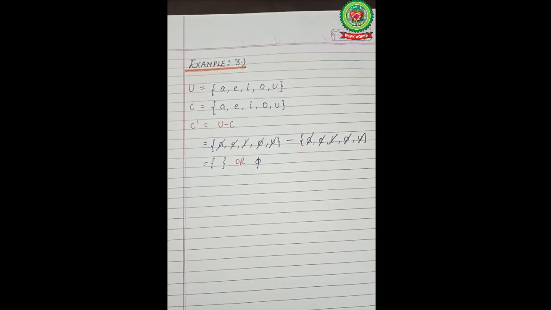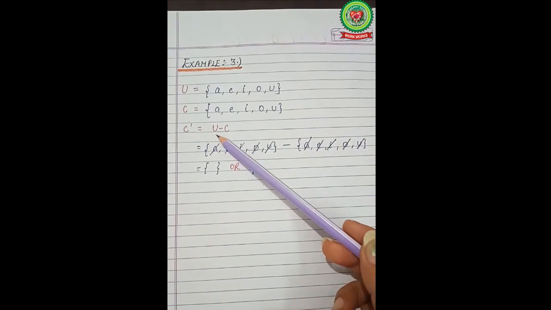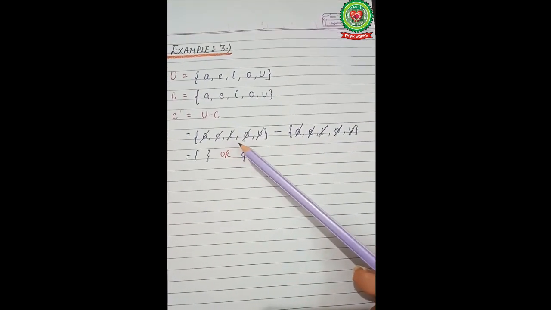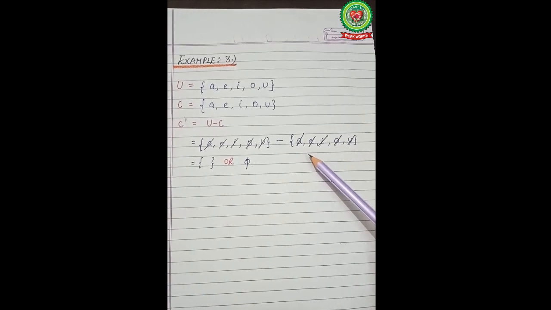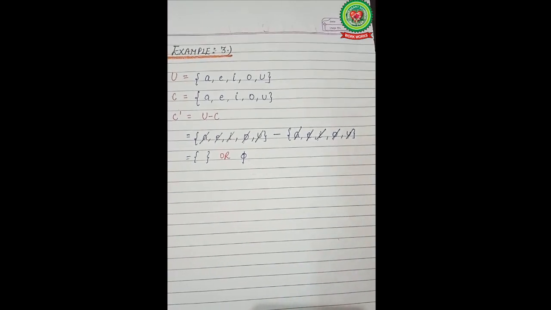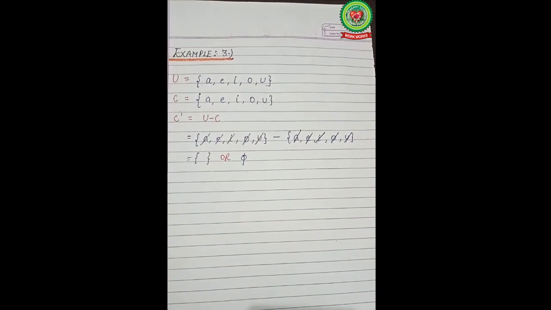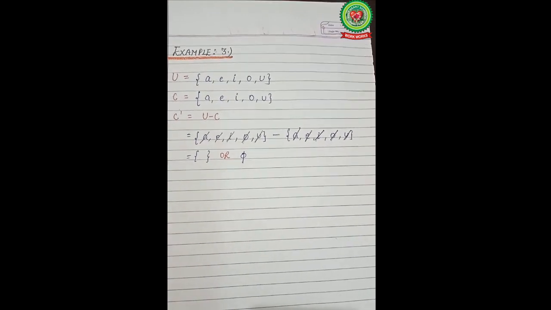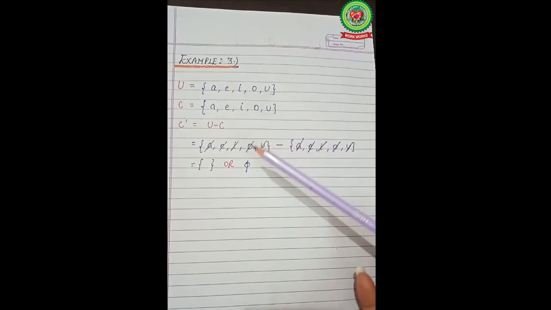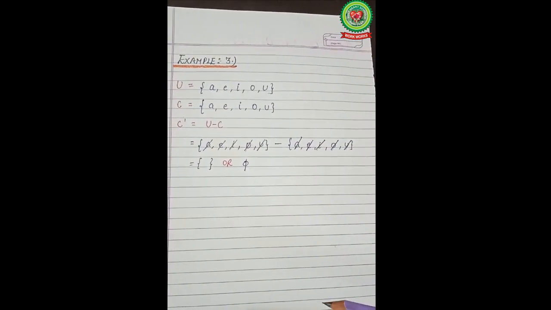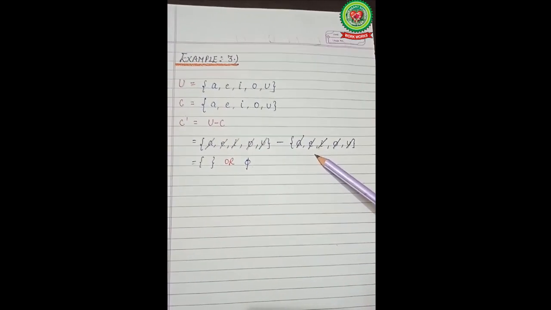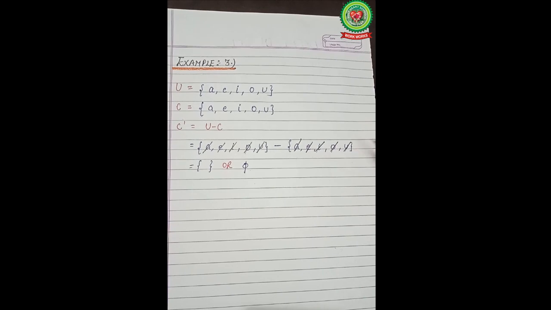Now how to find the complement of set C? Again you will write U minus C, that means universal set minus C set. You will write all elements of the universal set minus all elements of C set. Clear? Now you have to cut down all the elements which are common in both these sets, universal set and C set. So you can see that A, E, I, O, U is present in both these sets, right? So all these elements of the universal set are already present in set C. So you will cut all these elements from both sides.